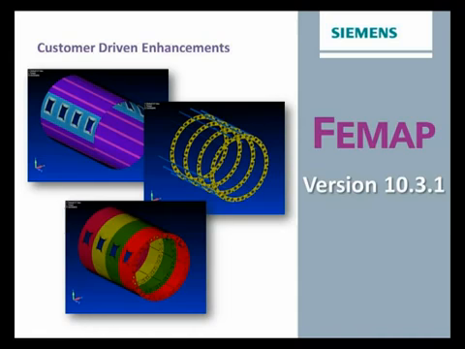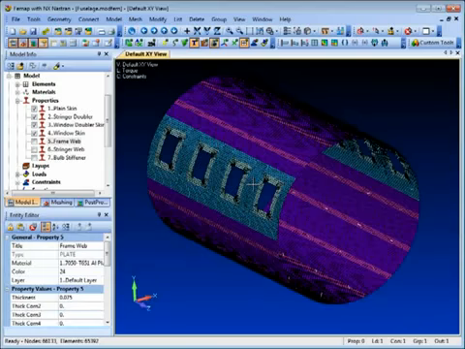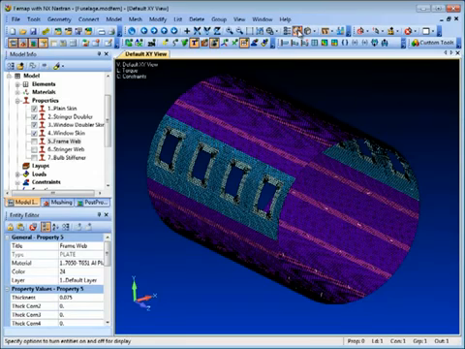release of FEMAP. Entity viewing has been enhanced in FEMAP 10.3.1 with the new ability to reverse those entities that are displayed and hidden with a single mouse click. In this fuselage model we are currently viewing all of the skin entities by their properties, and we can easily switch to view the internal structure.